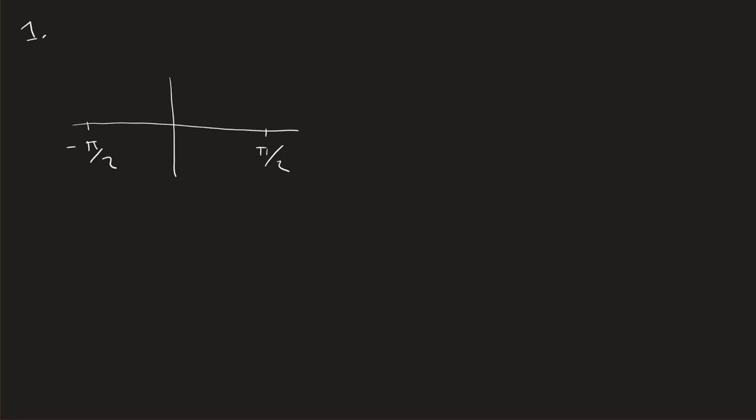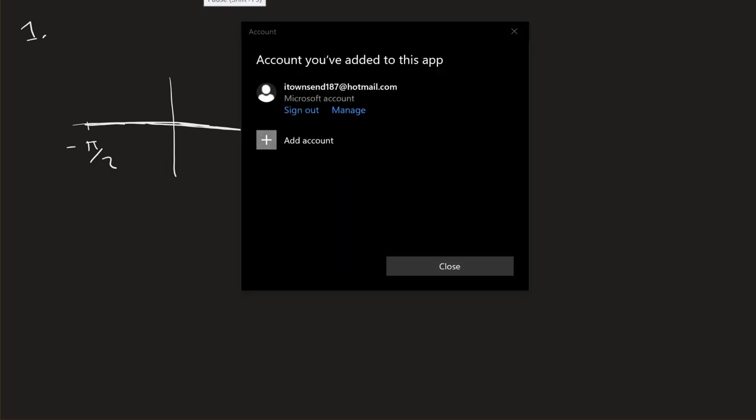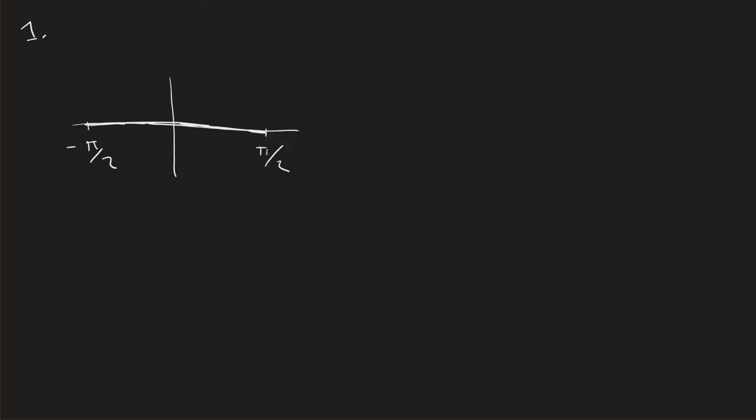The x-axis and the graph of cosine x. Okay, so cosine x, we know hits here. The cosine of pi over 2 is 0. The cosine of negative pi over 2 is 0. And we have an idea of what a cosine graph looks like.